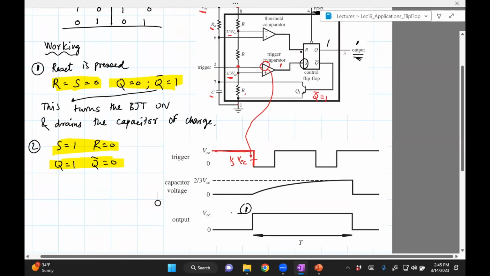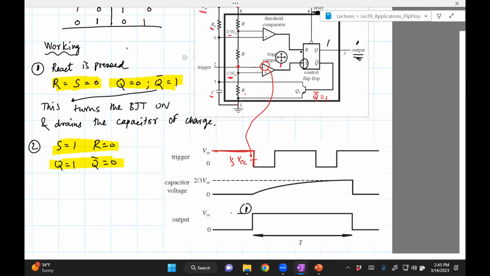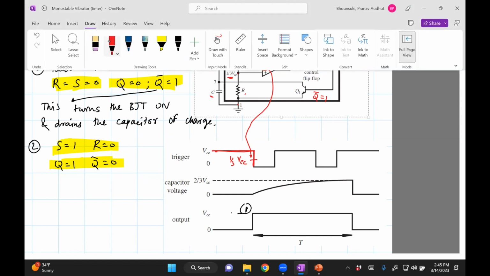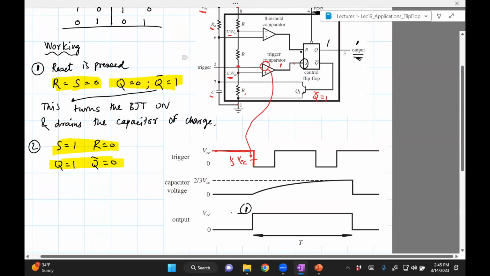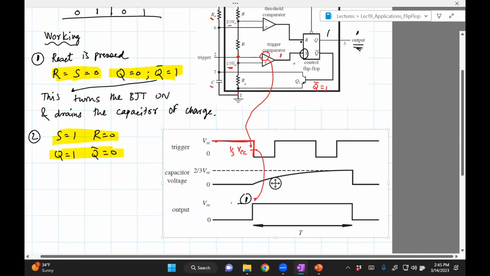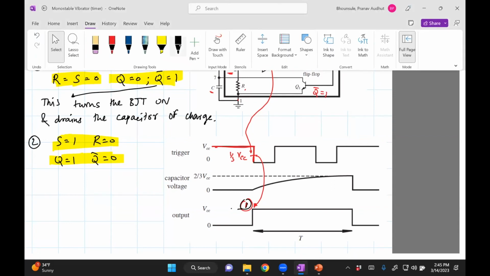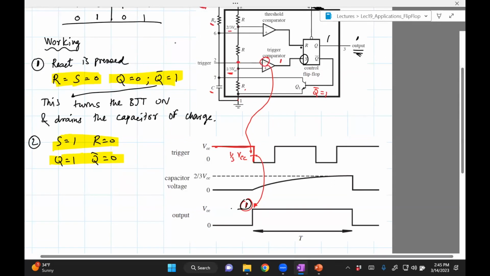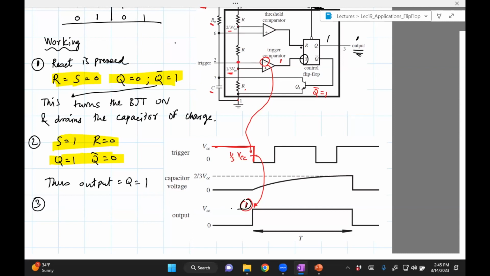So this is number 2. I use the red color. Okay, so this is 1. This 1/3 VCC is triggering, let me write it down. Thus, output equals Q equals 1. Okay, that's step number 2.